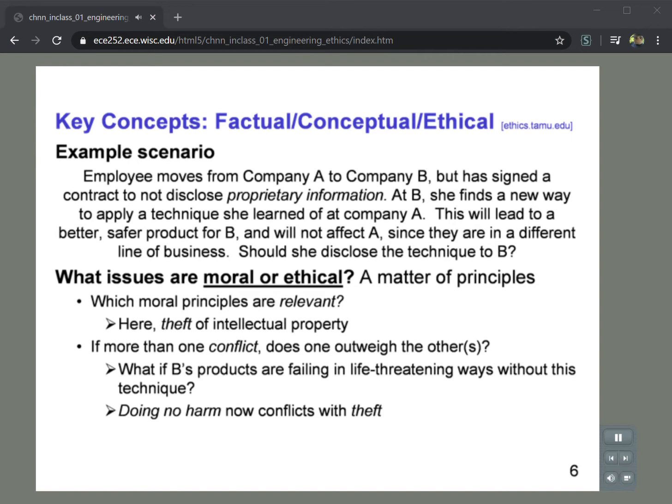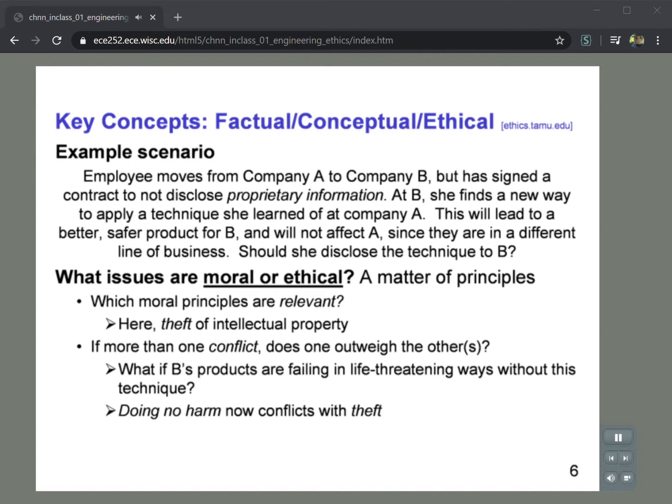In this particular case, the moral principle is really theft. Is it okay to effectively steal intellectual property from one company and hand it over to another company? It's pretty straightforward in this case, but again, quite often there's more than one moral or ethical principle that comes into play.